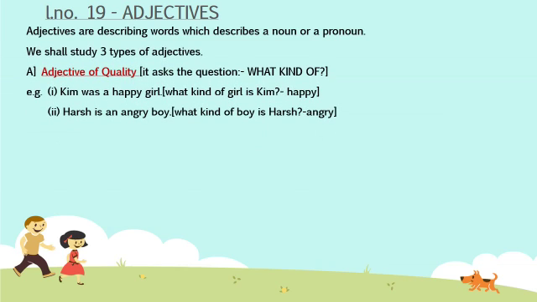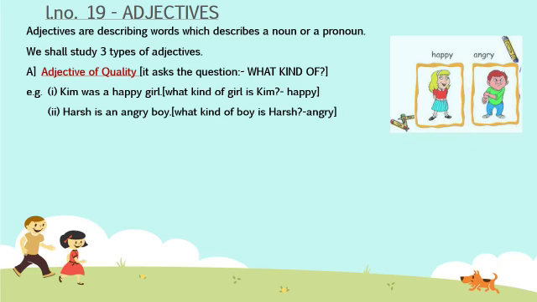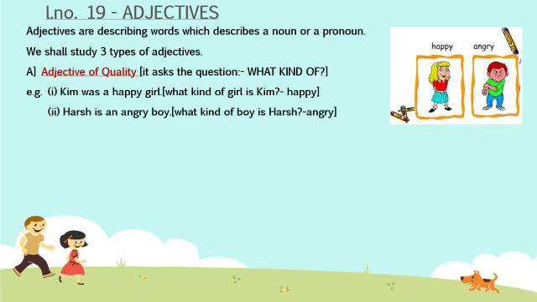We shall study three types of adjectives. First one is adjective of quality. It asks the question, what kind of? For example, Kim was a happy girl. So here you have a picture of Kim and the next picture is Harsh. Now, when you look at the reaction or the emotions of these two people, one looks very happy, the other looks very angry. So then these words, I have placed it in the sentence. For example, Kim was a happy girl. Okay, she looks happy and you can say Kim is a happy girl.